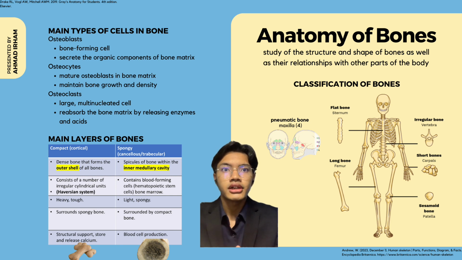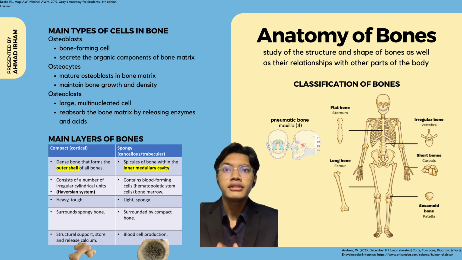It is a study of the structure and shape of bones, as well as their relationship with other parts of the body. So there are 6 classifications of the bone: the flat bone, for example the sternum; the long bone, which is the humerus; the sesamoid bone, which is the patella; the short bone, carpal; the irregular bone, the vertebra; and the last one is the pneumatic bone, which is the maxilla.